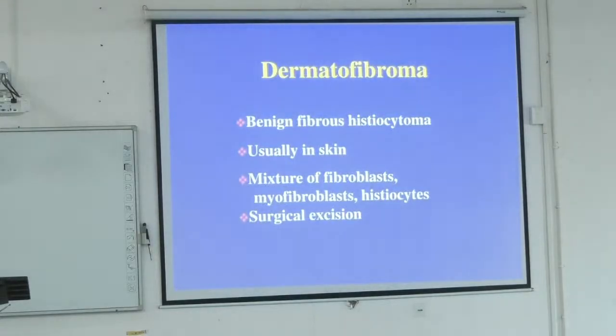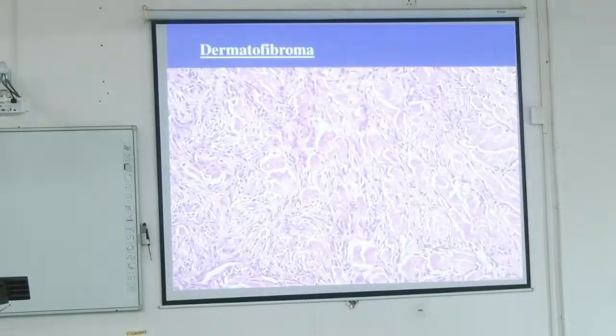Next entity, dermatofibroma. Another name is fibrous histiocytoma, usually seen in skin, subcutaneous tissue, etc. The small polyps we see, skin tags, etc. These are all basically dermatofibroma. It's a mixture of fibroblast, myofibroblast, and histiocyte. Only surgical excision is enough for it.